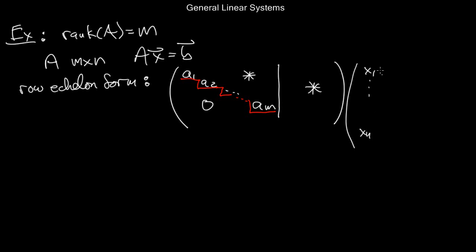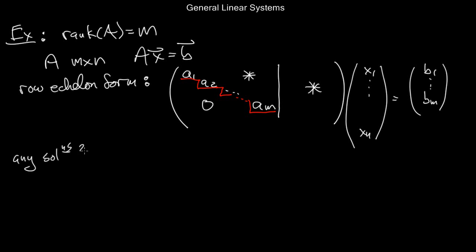Well, let's write it out. You have x1 down to xn, and then b is an m vector, b1 down to bm. Does this have any solutions? Well, there are no 0 equals non-zero problems arising here. The answer is yes. The way you solve it is you do the very last row.